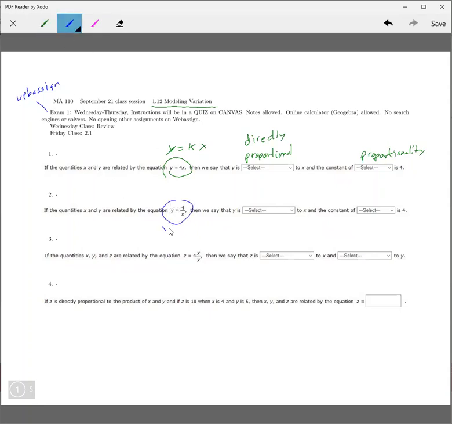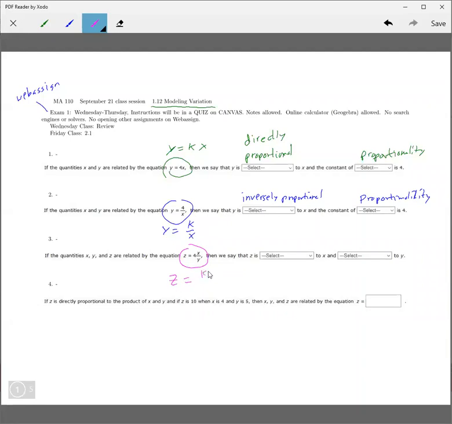over x, or y equals k over x. So 4 is a constant, and it's k in this case. Here, when x is in the denominator, then y is inversely proportional to x, and the constant of proportionality is 4. Number 3, you have 3 different variables.